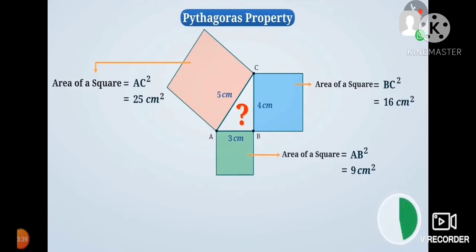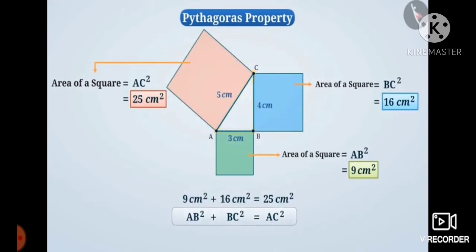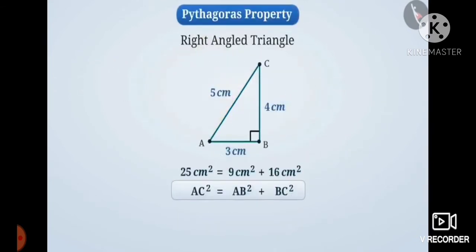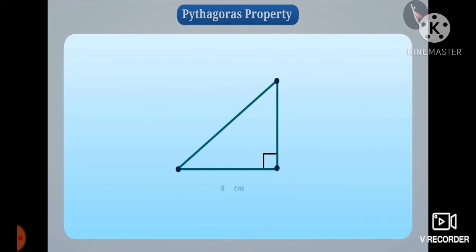You have constructed the squares on each of its sides. Yes, 9 centimeter square plus 16 centimeter square is equal to 25 centimeter square. See here, AB square plus BC square is equal to AC square. What we get from this: in a right angled triangle, the square on the hypotenuse is equal to the sum of squares on the legs. Here AC is the hypotenuse, so AC square is equal to the sum of the squares on the legs. This is called the Pythagoras theorem.